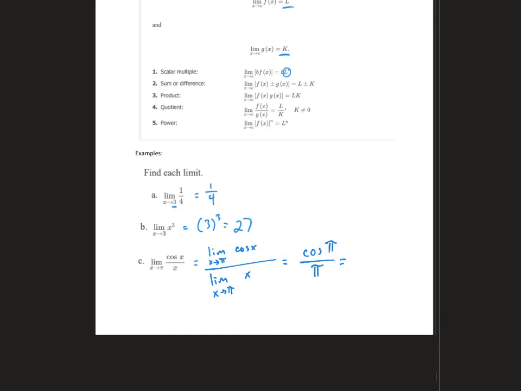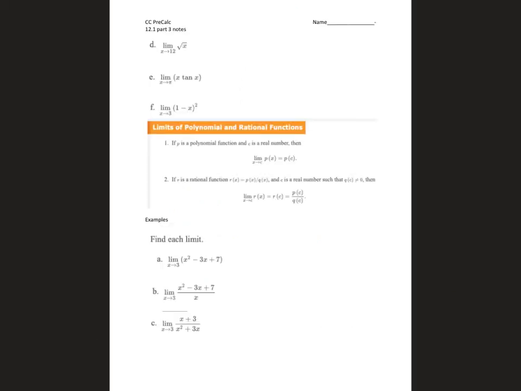If you remember from your unit circle days, the cosine of pi is -1, and pi is just pi. So we'll just leave our limit as -1 over pi. We don't care about the decimal necessarily, so we'll just leave it in the exact form.